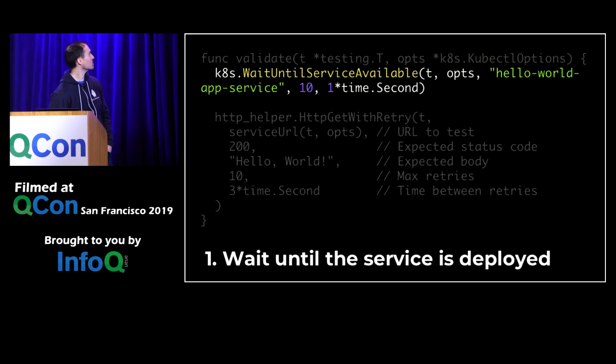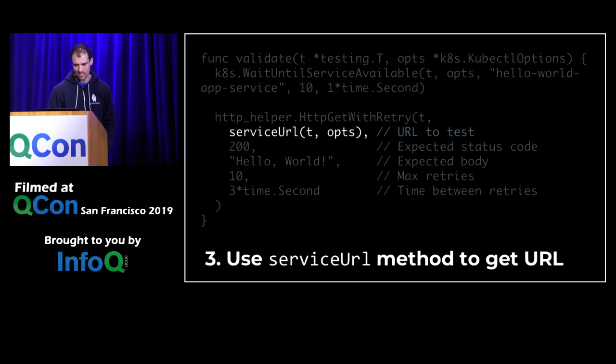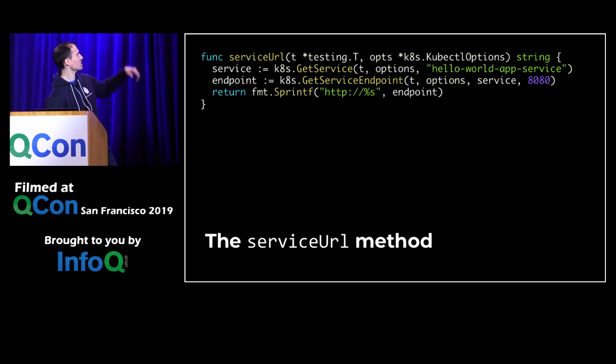We wait until the service is available. Basically, Kubernetes is completely asynchronous, so it can take a few seconds to actually deploy, depending on the cluster you're using. Then we start making HTTP requests to this thing, just like we did with the Hello World app. And the way we get the URL for our Kubernetes service is to basically automate those steps I showed you with kubectl get pods, get services. I just put that into this method. So there's a get service and a get service endpoint method.